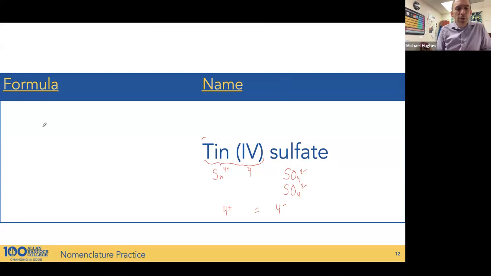And so the formula for tin IV sulfate, excuse me, would be Sn. We just need one of those species. And then we're going to need 2 sulfates. So open parentheses, SO4, and we'll need 2 of them. 2 sulfates for the 4 minus to balance out with the tin.